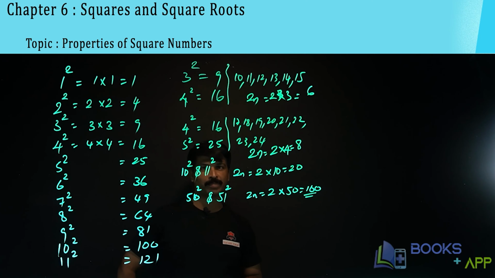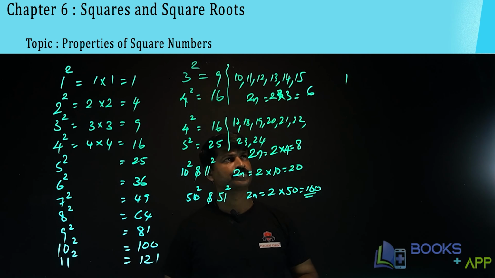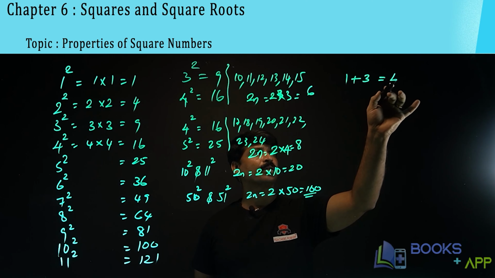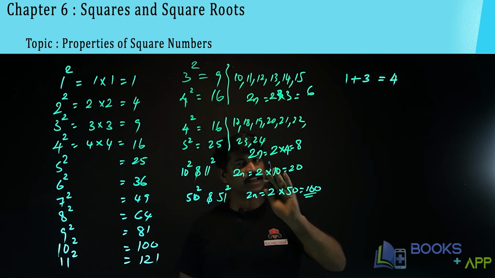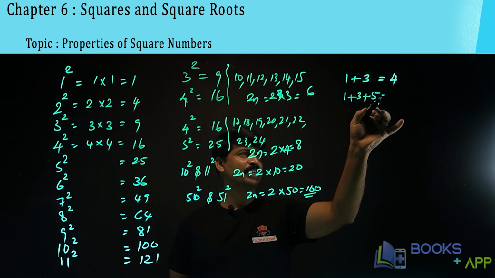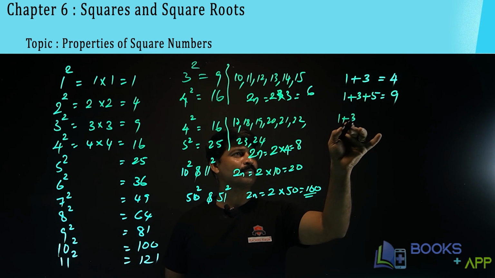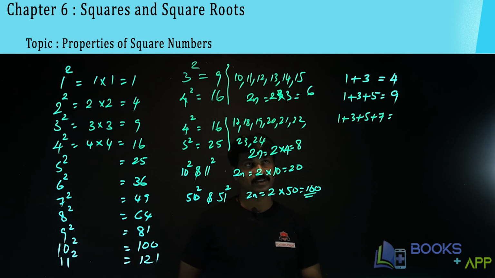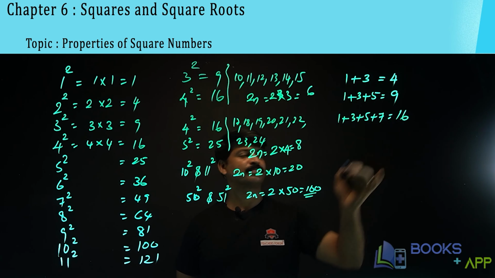Now let us look at another property. You know, the first odd number is 1. The second odd number is 3. What is 1 plus 3, children? 4. Now let us find the sum of first 3 odd numbers. First odd number is 1, second one is 3, third one is 5. What is the sum? 9. Now let us find the sum of first 4 odd numbers. 1 plus 3 plus 5 plus 7. What is this? Yes, 1 plus 3, 4, 9, 16.